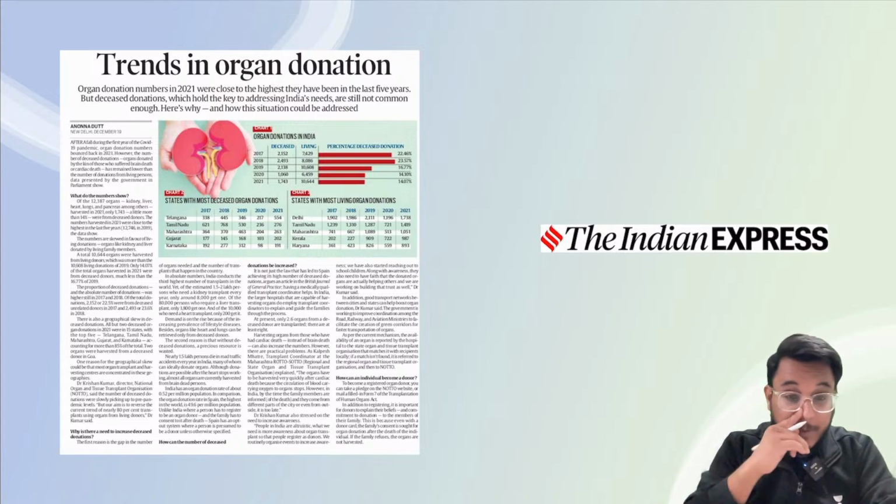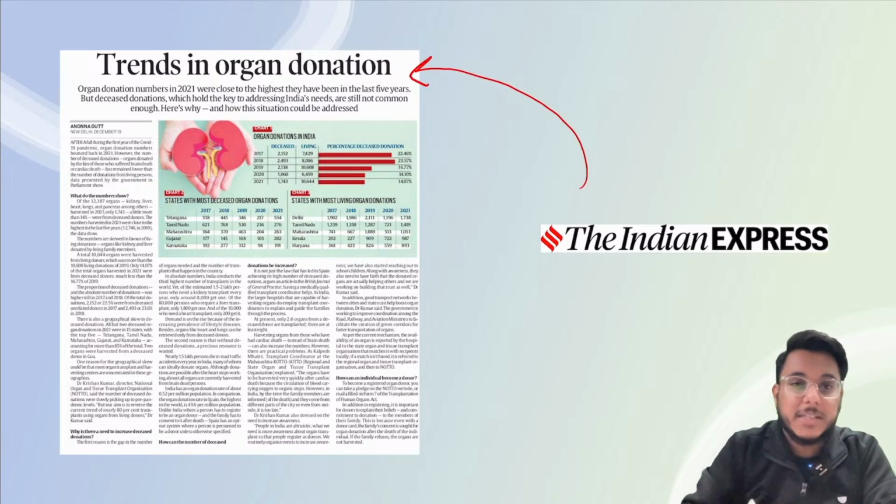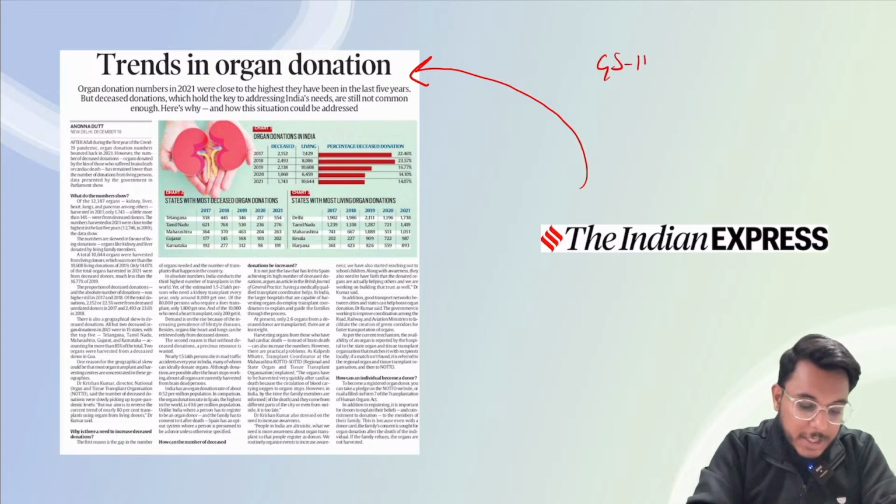Now this article we have taken from the Indian Express newspaper, and the article talks about the trends in organ donation. Now this particular article we will see with respect to GS paper number 4 as well as GS paper number 1 and 2.